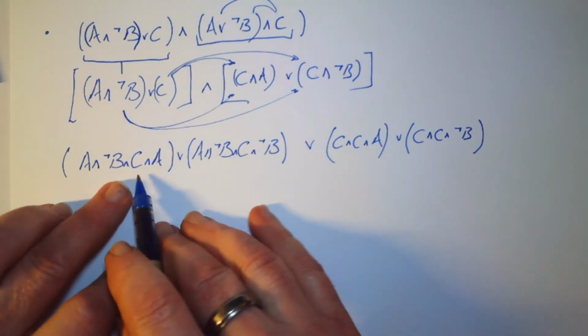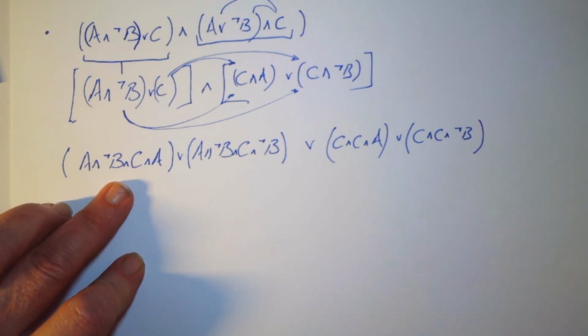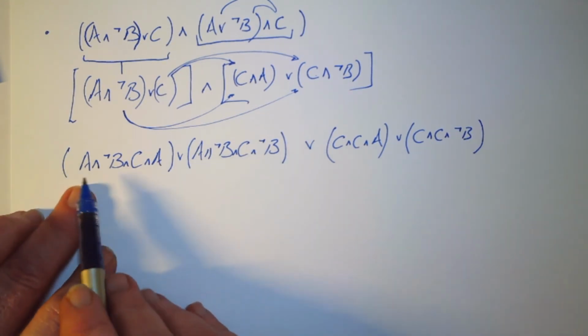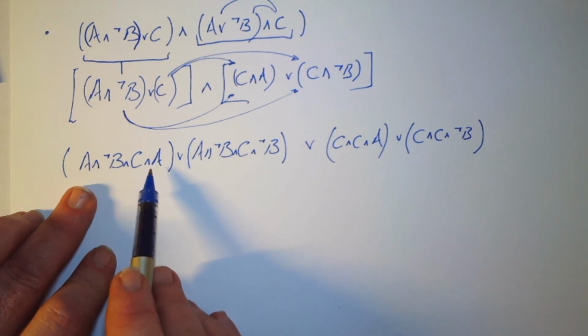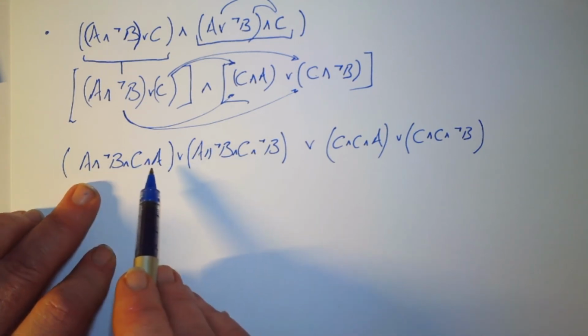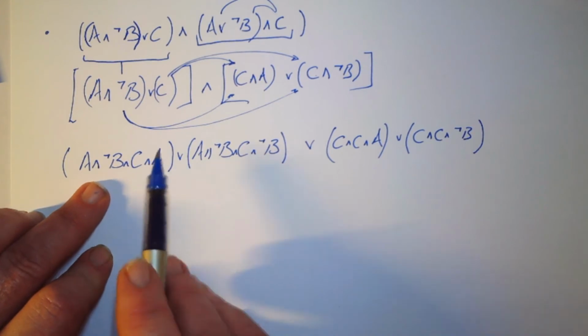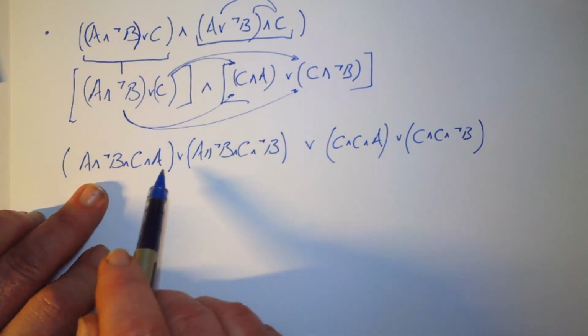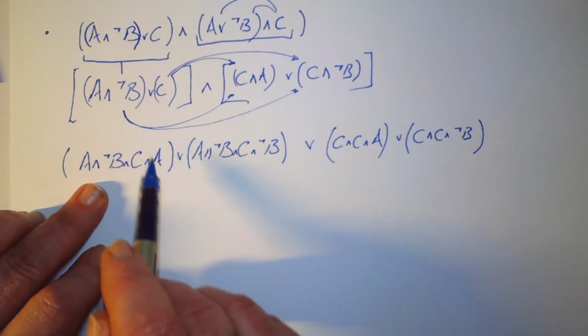Right, let's look for opportunities where we can apply our general rules. You can see here I've got an A and an A. So when I've got an A ANDed with another A, if you check this out on your help sheet, that simply gives me a single A.